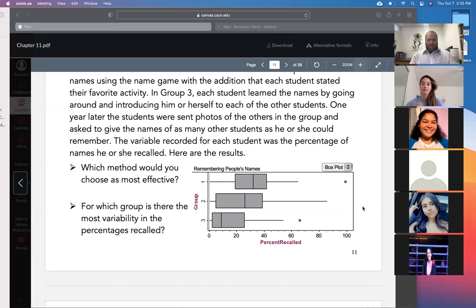So which method of these three would you think is the most effective for group 1, for group 2, or for group 3?